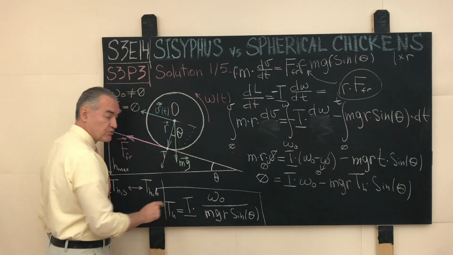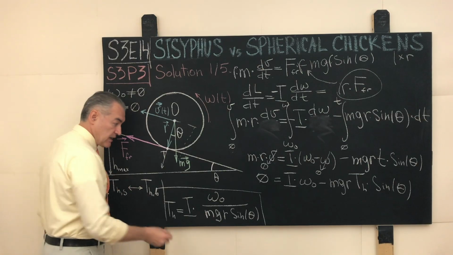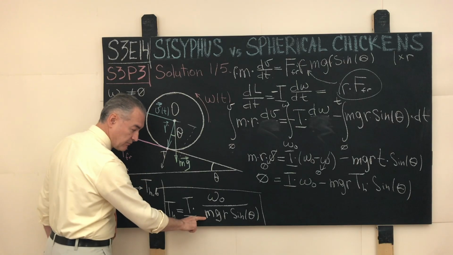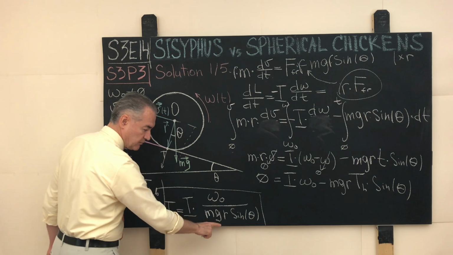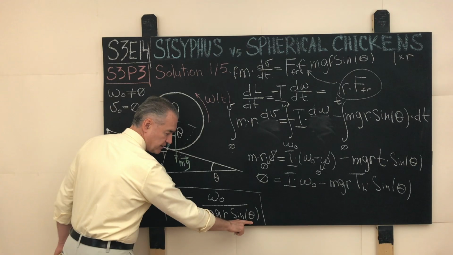And all the other parameters of this experiment are what? They are exactly the same. The initial angular velocity omega 0 is the same. The mass m by the assumption is the same. The radius r is the same. The acceleration due to gravity g is the same. The angle theta is the same.